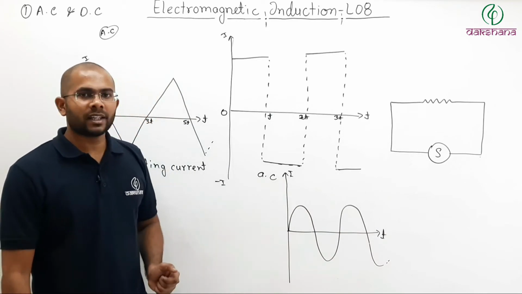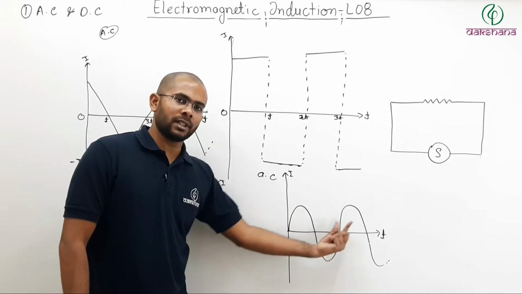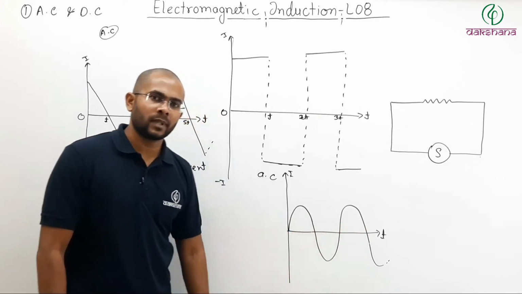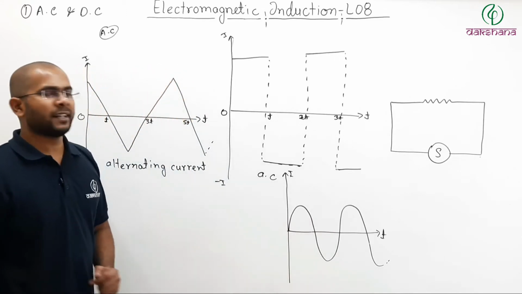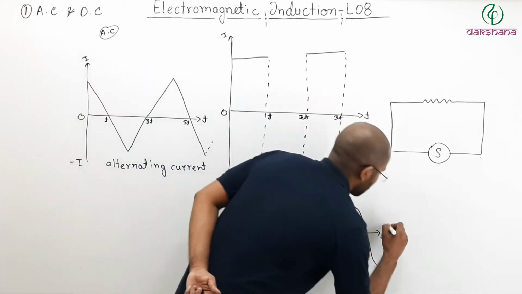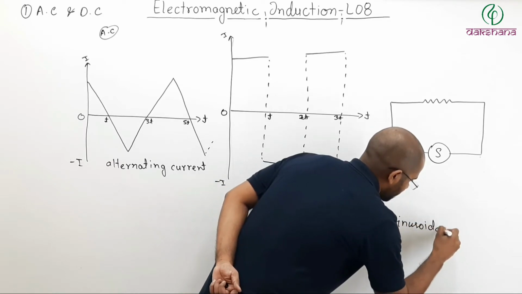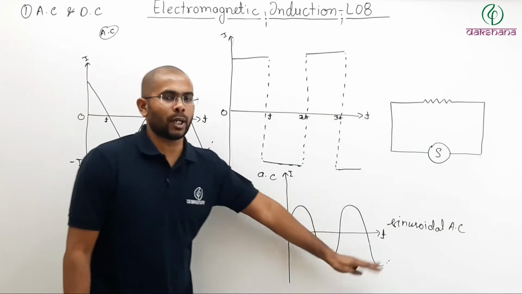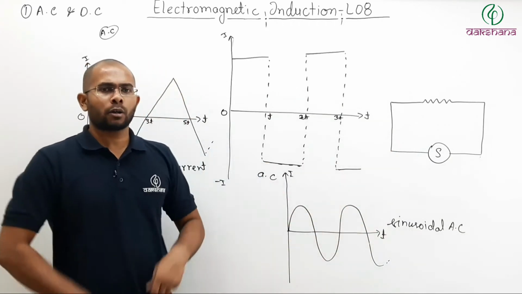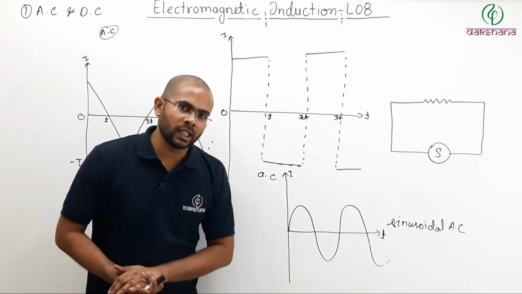So what is happening here? In this case also the direction is changing after every pi interval or after every t interval. So here also this is AC, but this particular kind of AC is called sinusoidal AC. Sinusoidal AC, meaning this varies according to sine curve or cosine curve. So this particular kind of graph will be called sinusoidal AC.